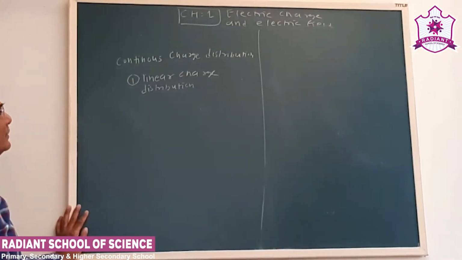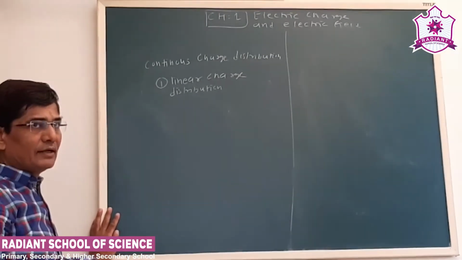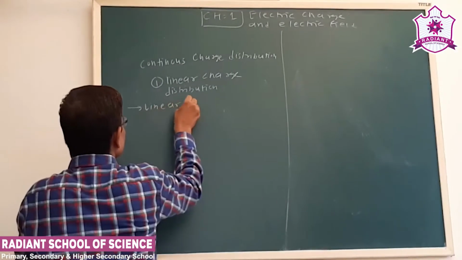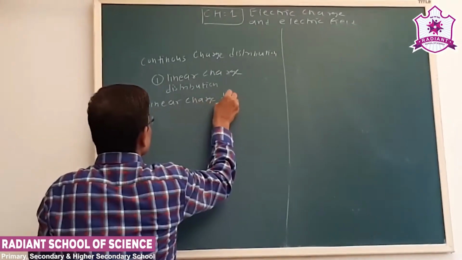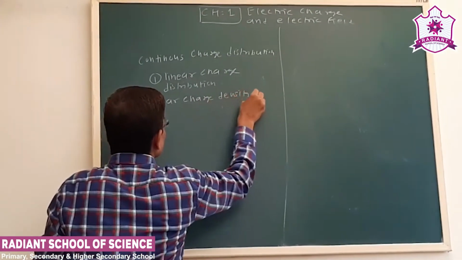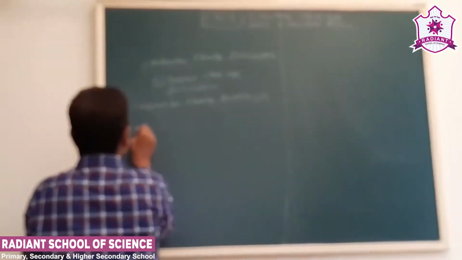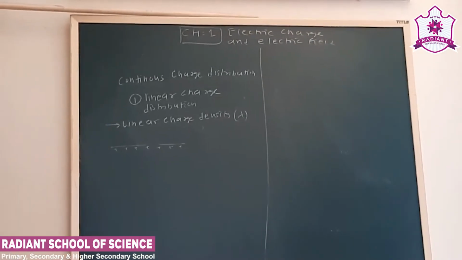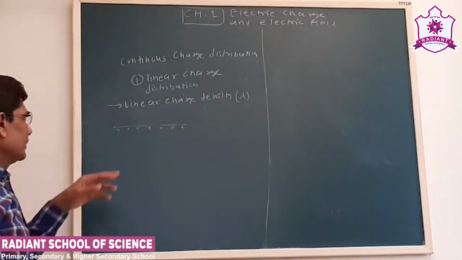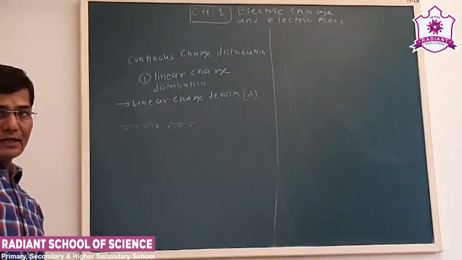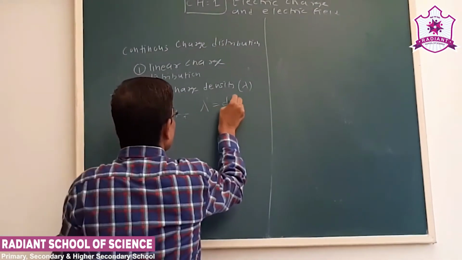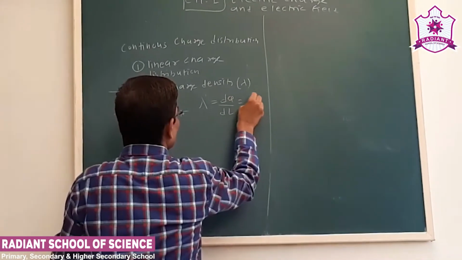Okay, that is represented in terms of the linear charge density lambda. Now suppose we have a straight wire with a uniform charge distribution. How do we define linear charge density? Lambda is given as dq by dl or q by l.